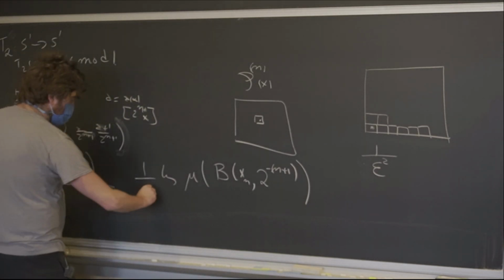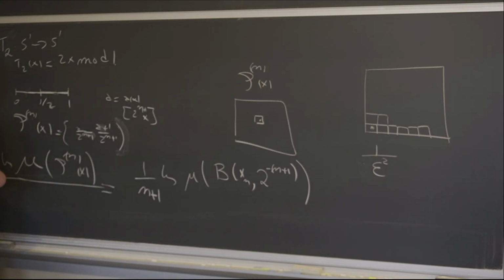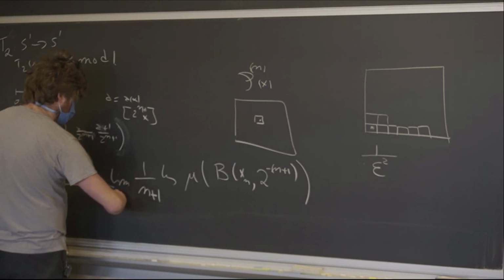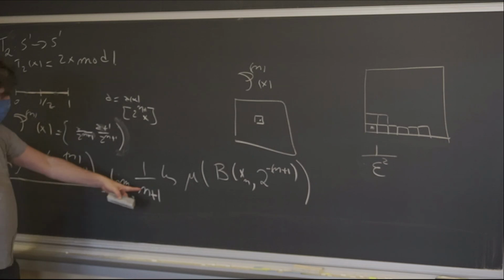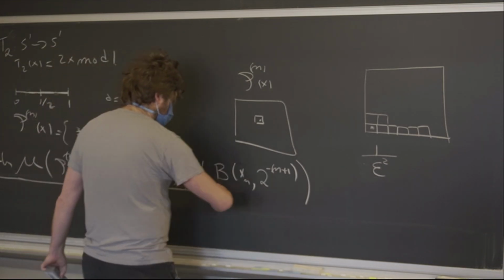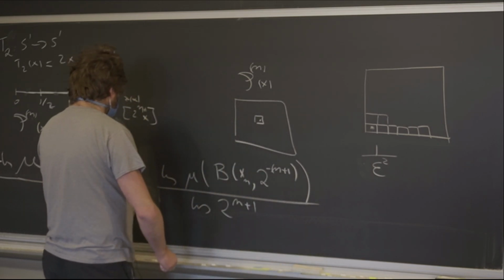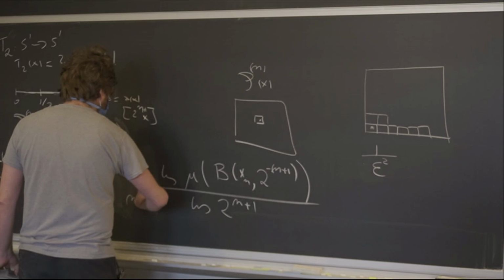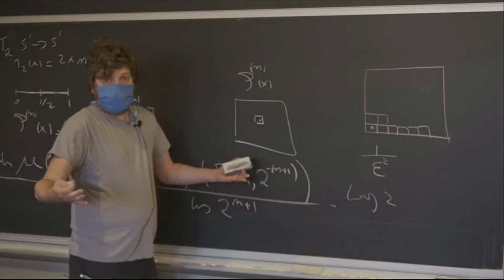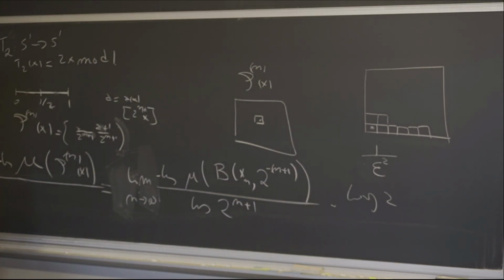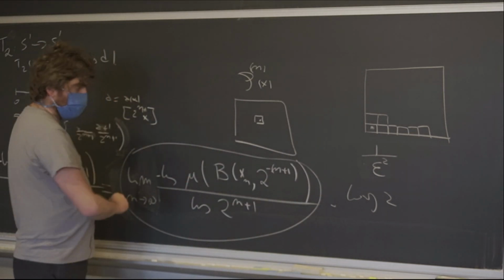And for that matter, it will not change anything if I take the limit there with n plus 1, and then instead of taking this, I could take log 2 to the n plus 1, and let's keep the limit here, and multiply this by log 2, which is the expansion coefficient. And then if you remember what's the definition of dimension, this is the definition of dimension.